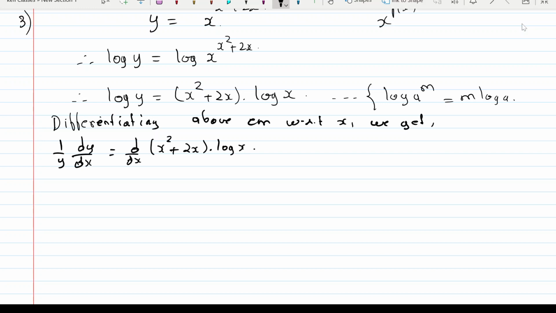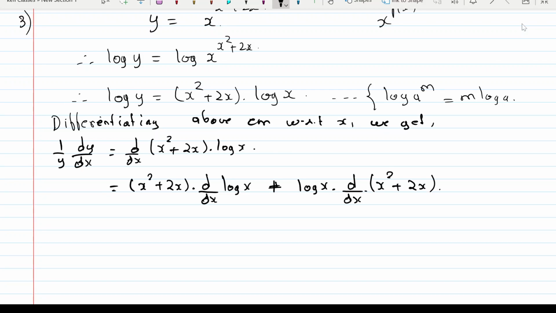Now what to do? Product rule. ठीक है? Product rule आएगा. So that is going to be equal to x square plus 2x into d by dx of log x. First function into derivative of second plus second function log x into derivative of first, d by dx of x square plus 2x, which is equal.